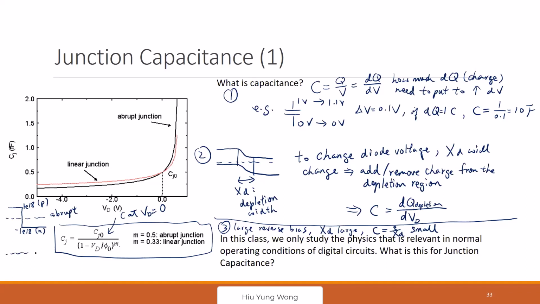And you can also have other types, and one of them is the so-called linear junction. It just goes down linearly. This is still 1E18, this is 1E18, this is again P, this is N, and this is linear. So it depends on the grading. This is what we call grading, right? From the P to N, you use different numbers.